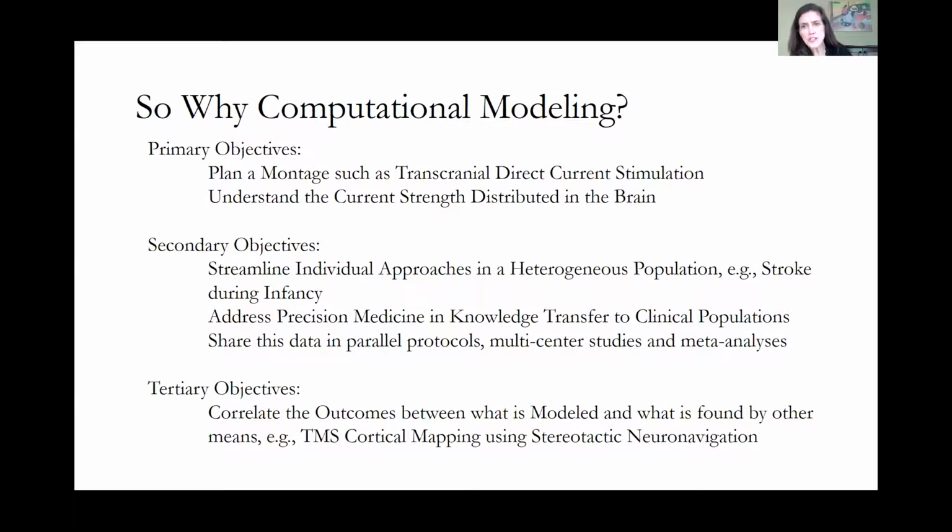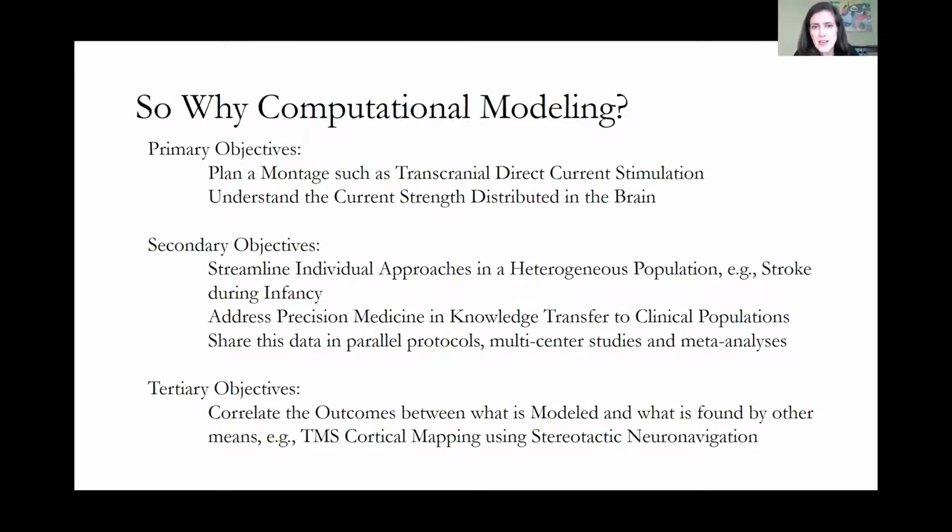If I look at this from the perspective of different objectives, we plan specific montages, TDCS, based on some of the information that we can integrate from computational modeling. We also would like to use modeling to understand the current strength distributed in the brain, and that was mentioned before as well. We also use computational modeling to streamline individual approaches in heterogeneous populations such as stroke, such as stroke during infancy.